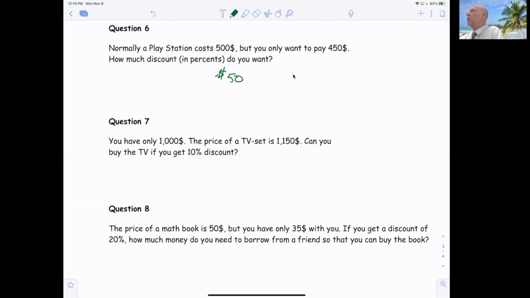Right? Now it's always the discount or the change divided by the original amount. What was the original amount? So what's 50 divided by 500? Which is what percentage? 10%. Good.